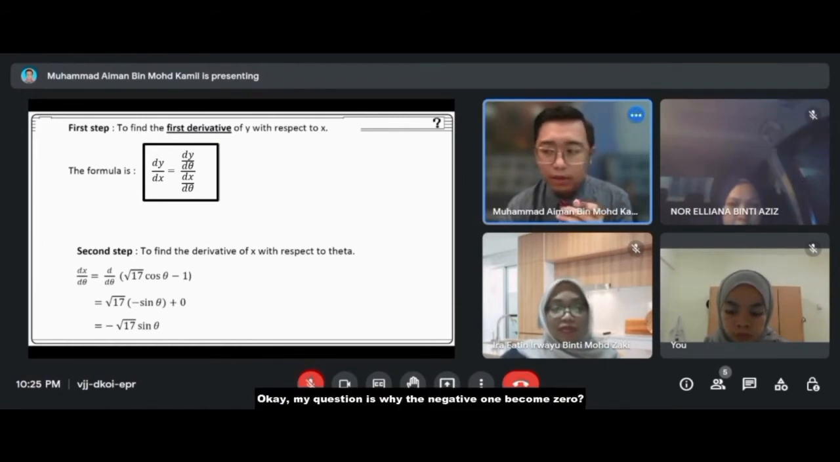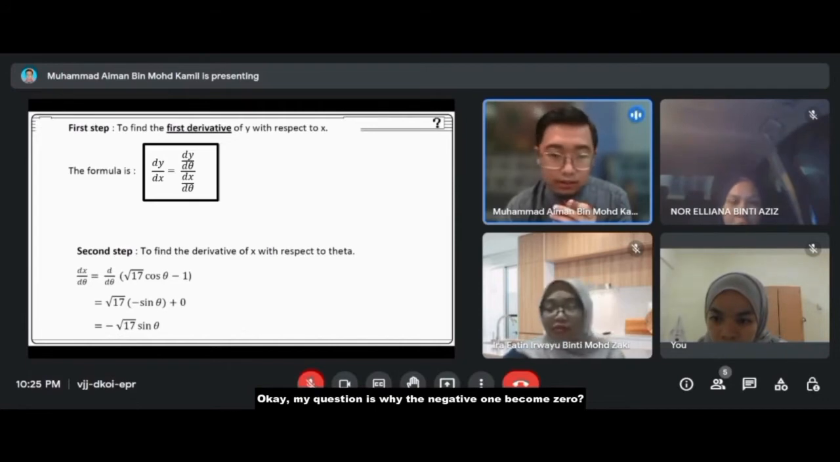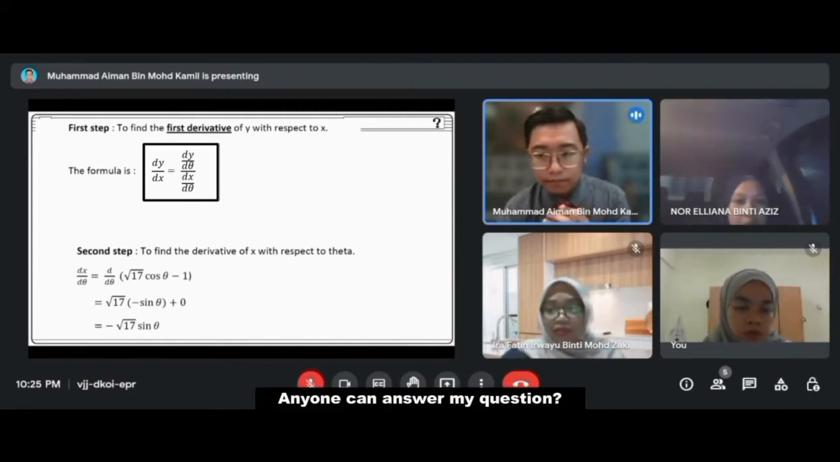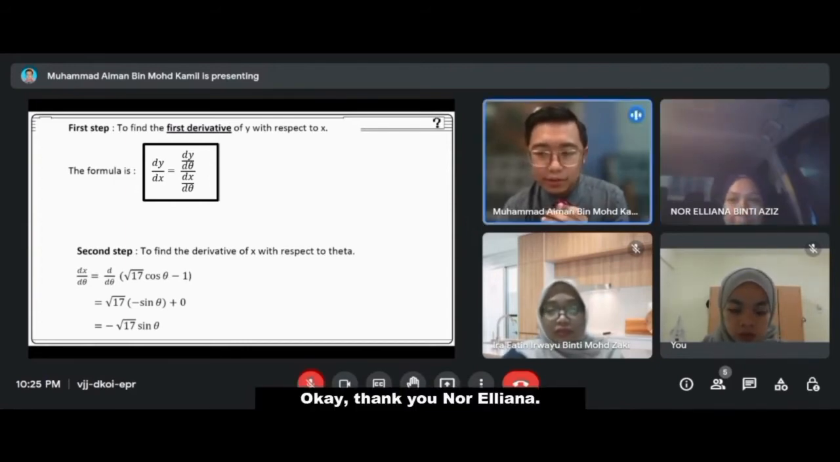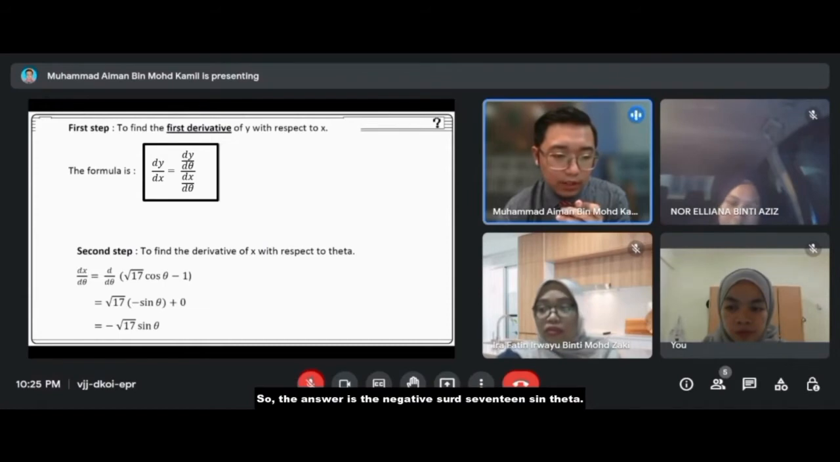My question: why does the negative 1 become 0? Can anyone answer my question? Because the derivative of any constant is always 0. Okay, thank you, Nur Eliana. That's why the negative 1 becomes 0. So the answer is negative square root 17 sine theta.